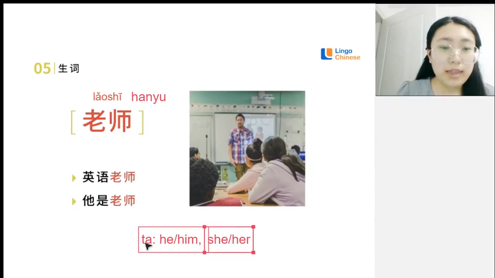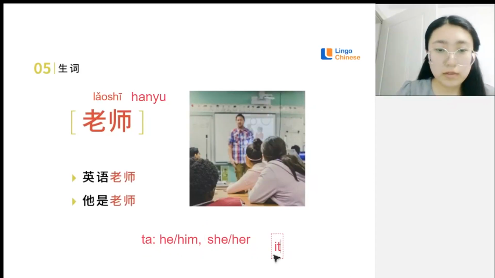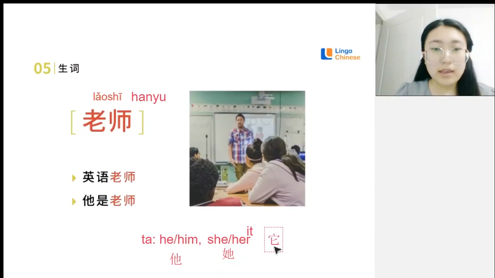Let's continue. This 他 sound has at least 3 meanings: he, him, she, her, and it. So if someone said 他是老师, maybe he or she will mean she is a teacher or he is a teacher. But although the pronunciation is the same, the character is different. This character is he or him, and this character is she or her. And this is for it.